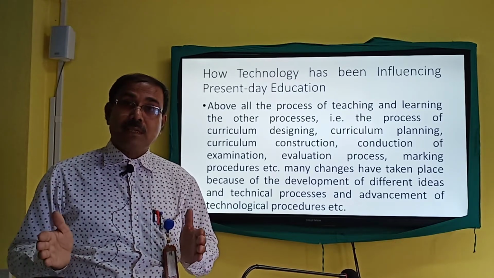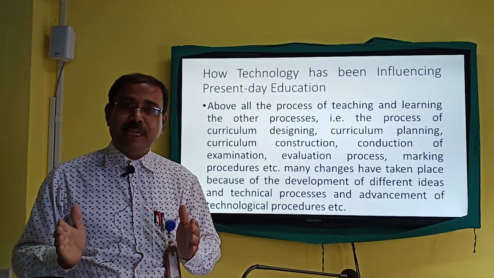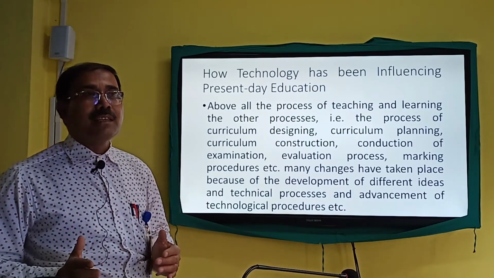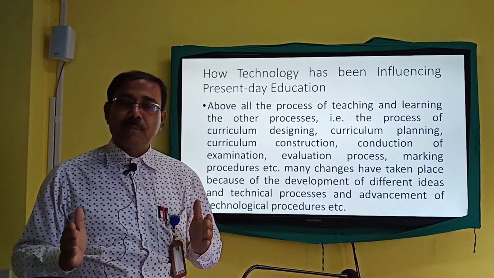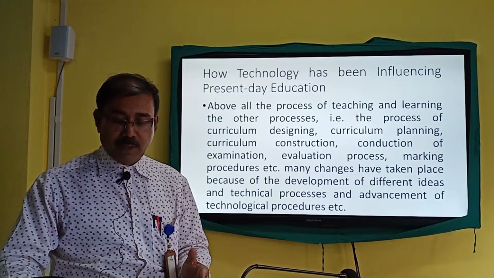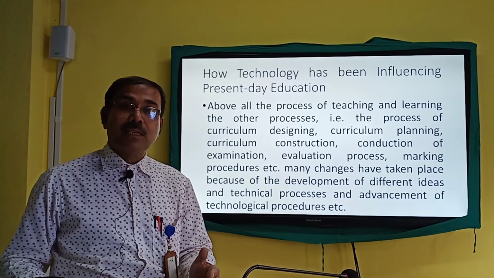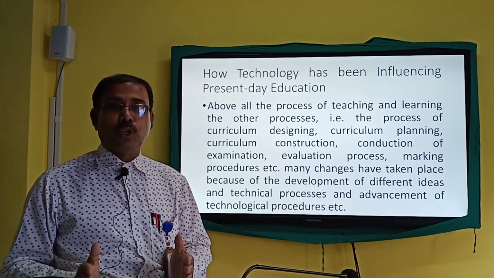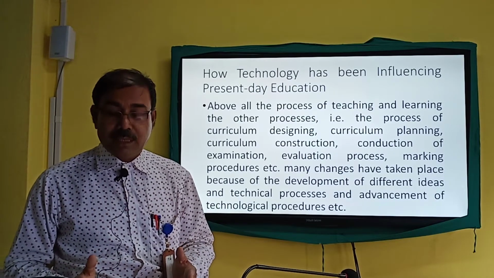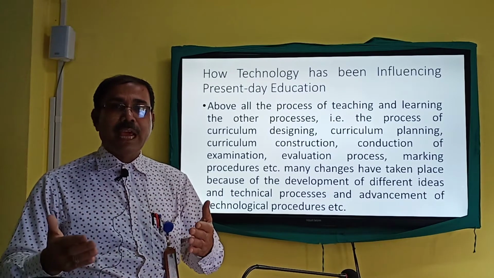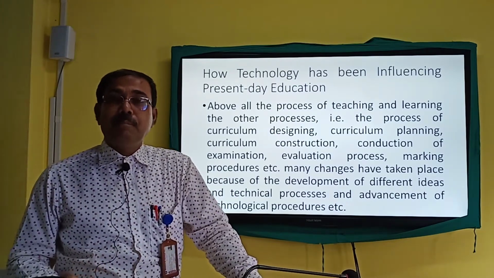Then curriculum construction is one of the important segments of the total process of formal education, where there is very important influence of educational technology. Then in the field of conduction of examination, friends, there is a significant role of technology in today's field of education. We can conduct examination with the help of the use of technological means and mediums.